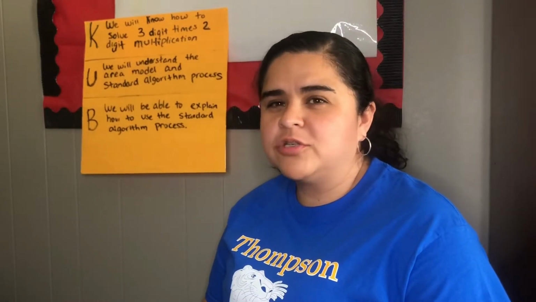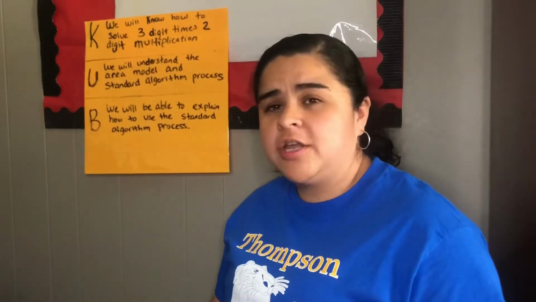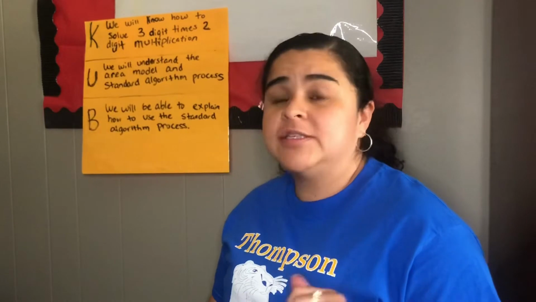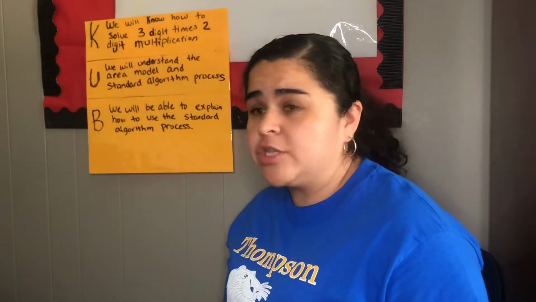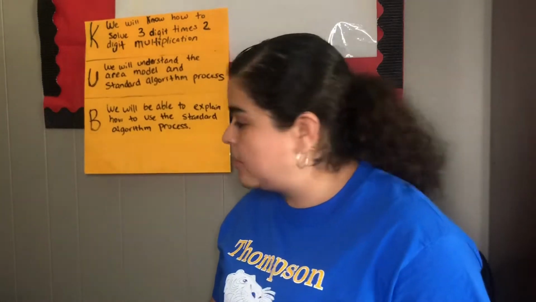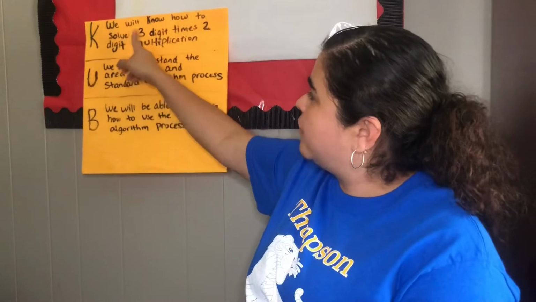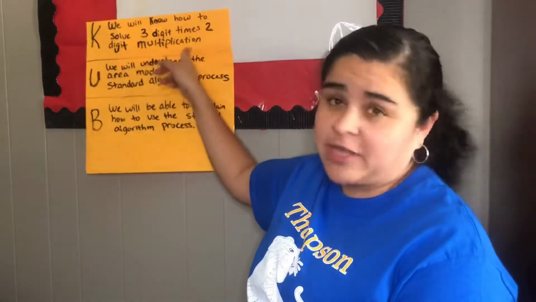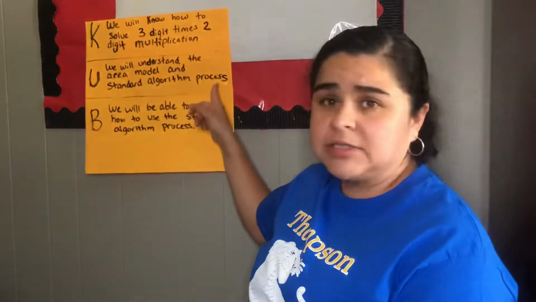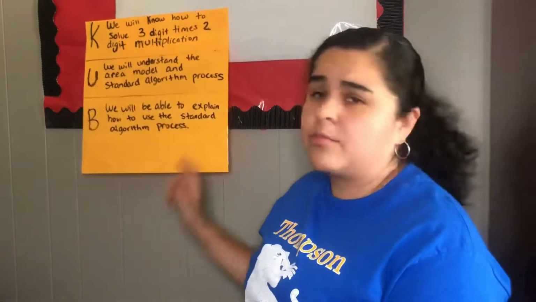Hi guys, today we're gonna do 3-digit by 2-digit multiplication. Yesterday we did 2-digit by 2-digit, which was a review from 4th grade. Today is the actual TEK from 5th grade, which is the TEK 5.3b. So our objective, we will know how to solve 3-digit times 2-digit multiplication. We will understand the area model and standard algorithm process. We will be able to explain how to use the standard algorithm process.